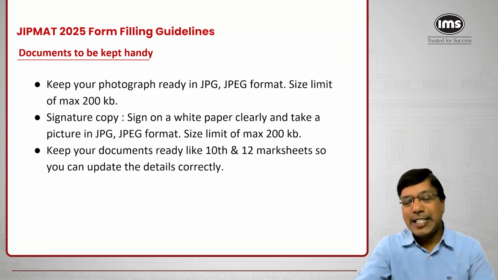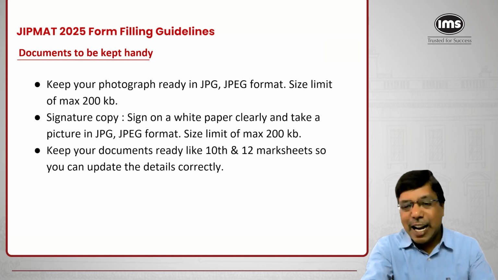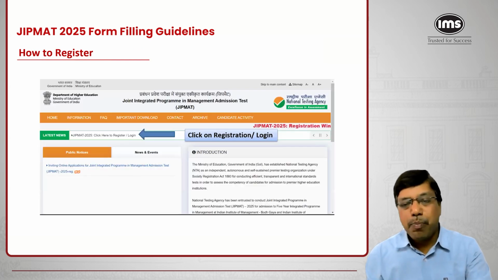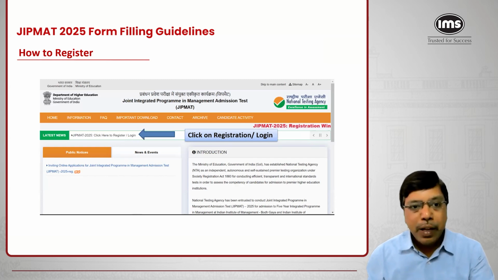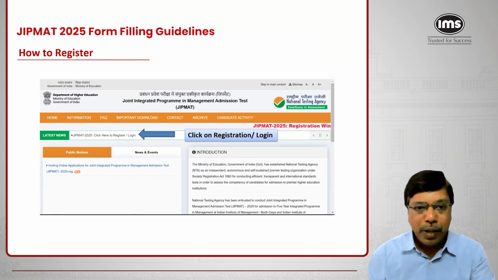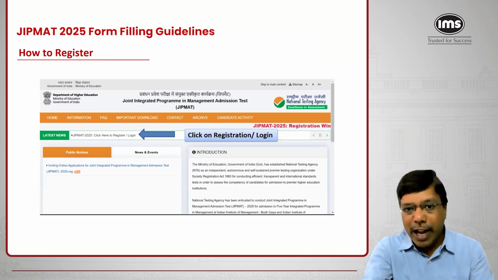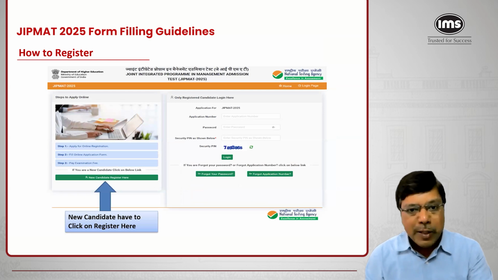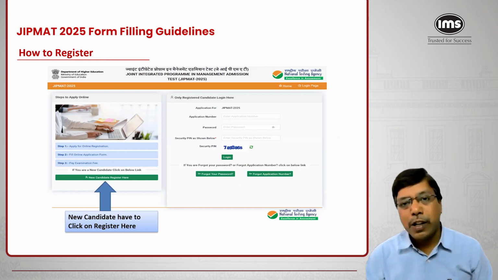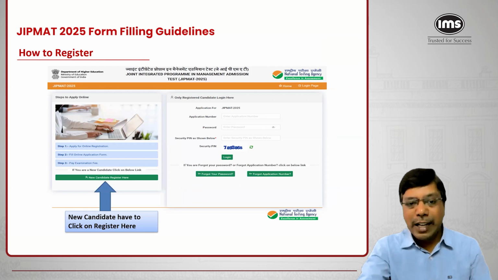Now, once we have all these details in hand, let's get started with the registration process. Once you go to the JIPMAT website on NTA, you will find a link on the left side on the home page that says click here to register or login. Once you click on that, another page opens where on the left side bottom, you will see an option for new candidates register here. So when you are starting the application for the first time, you need to click on that link.